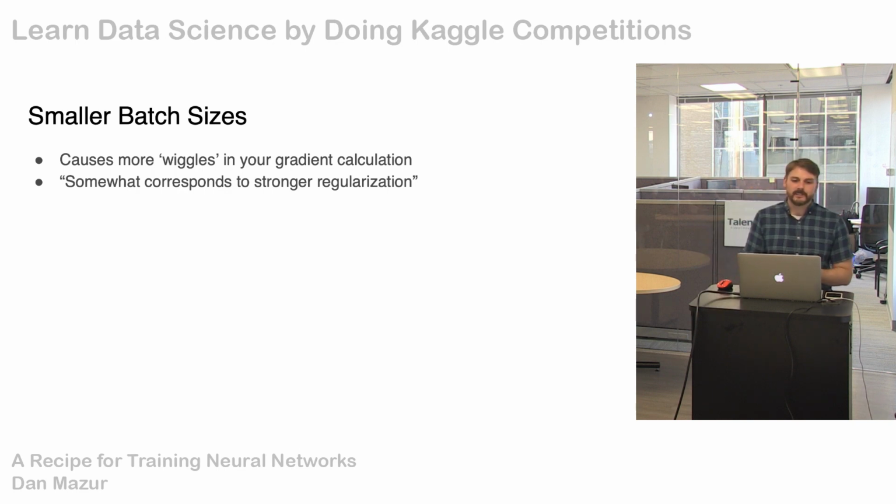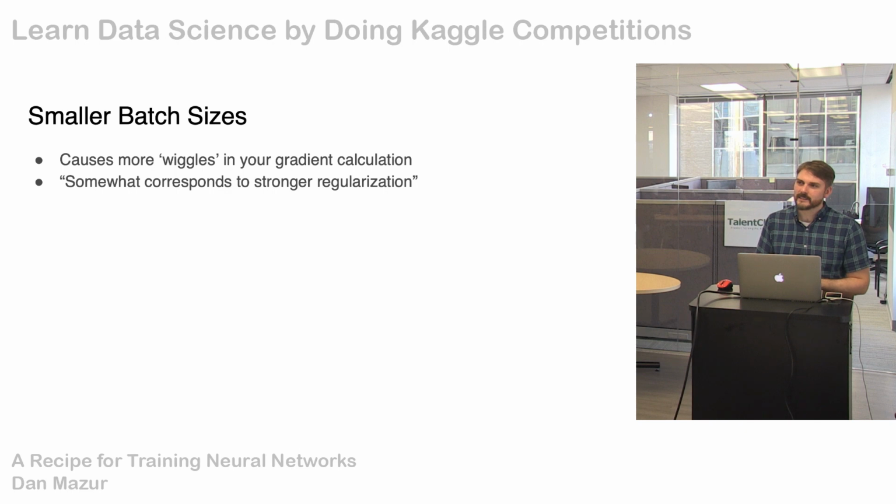So he suggests smaller batch sizes. And the justification he gives for this being a regularizing technique is that it causes more wiggles in your gradient calculation. It tends to be basically more volatility caused by just having a smaller sample size. And he says that somewhat corresponds to stronger regularization. I feel like some people in the back have comments.